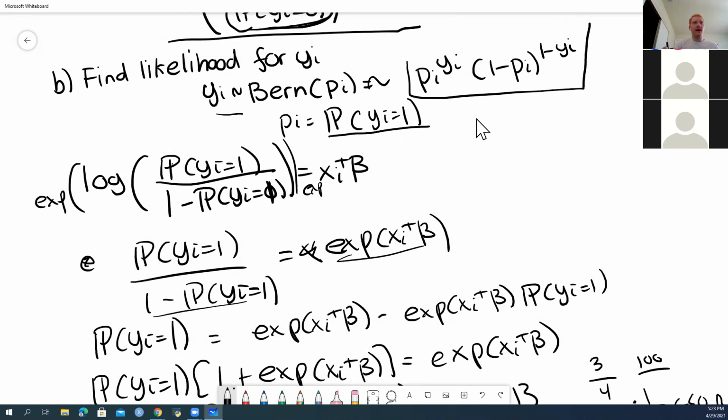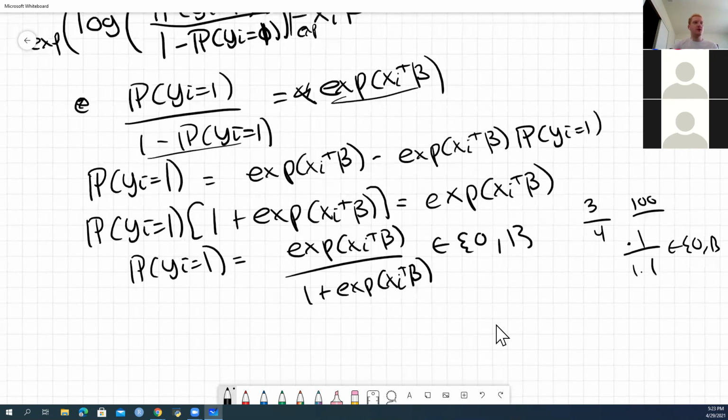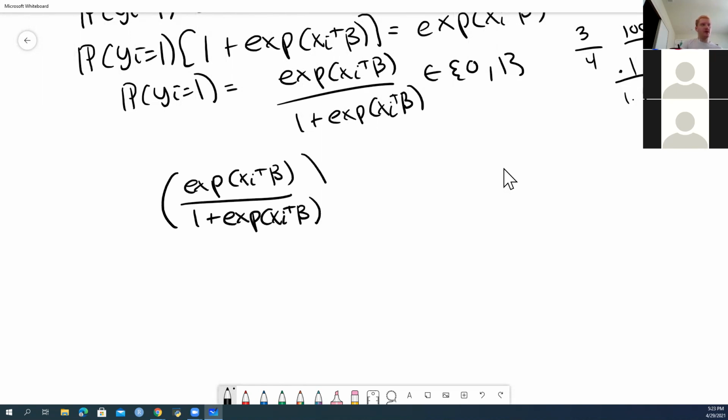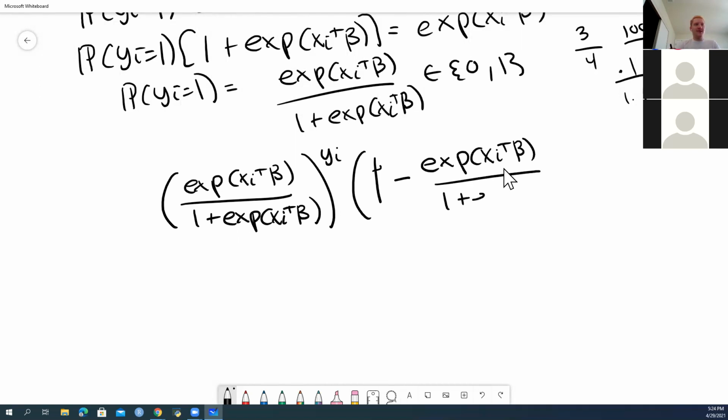So for the individual one, I'll write it individually. It's going to look like this, which means it's going to be exp of xi transpose beta over 1 plus exp of xi transpose beta to the yi times, and people sometimes rewrite this in different terms, just FYI. So if you look up this regression or you see this regression, it might be written in a different way, but I'm just not going to bother. 1 minus exp of xi transpose beta over 1 plus exp of xi transpose beta.